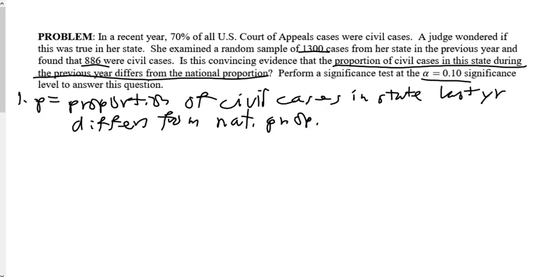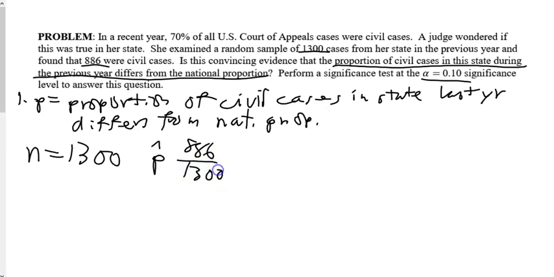So, what's my n? n equals 1,300. That's the number of cases they looked at, the sample. My p hat was the 886 out of 1,300, and that's 0.68. And then my alpha was given to us, 0.10.